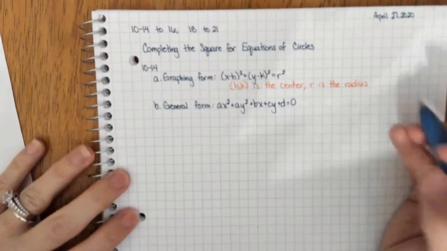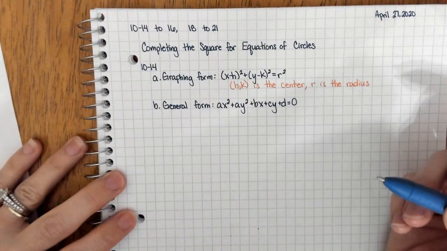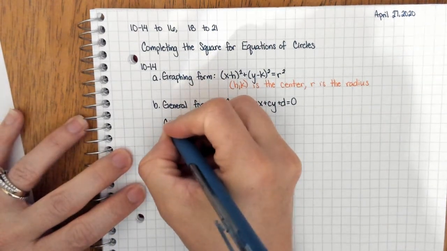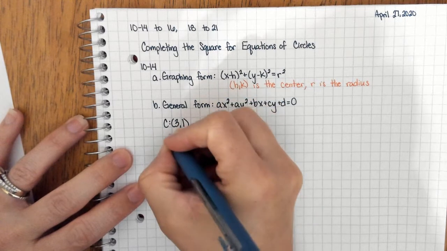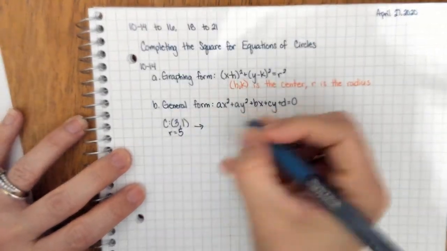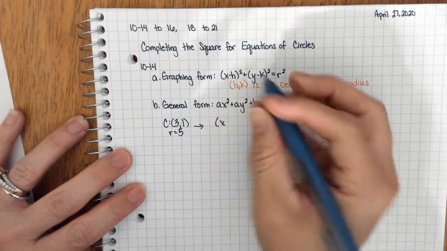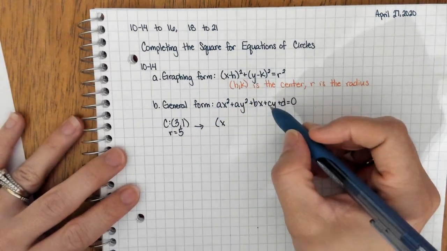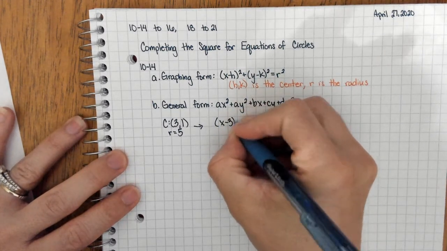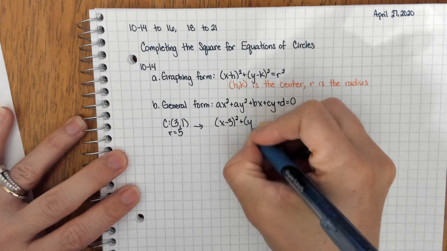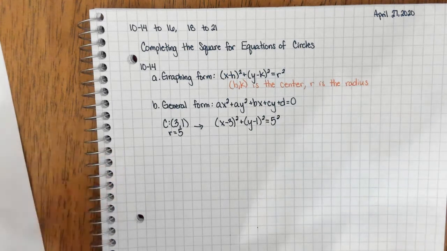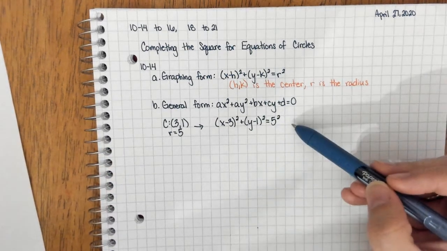On part A, I kind of skipped this because it goes with part B. They give us a picture of a graph. The center is at 3, 1, and the radius is 5. So these together tell us our equation in graphing form. You can't just write general form from the center and radius. So this is x minus 3 squared plus y minus 1 squared is equal to 5 squared. So again, this is graphing form.